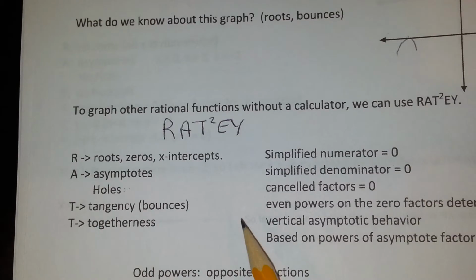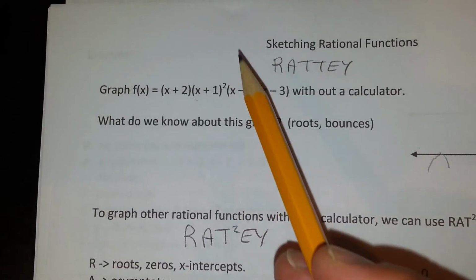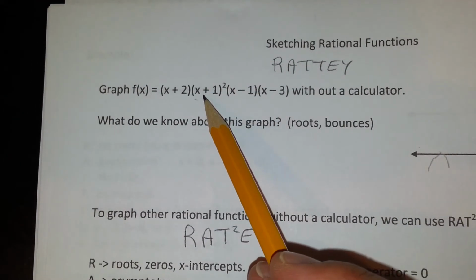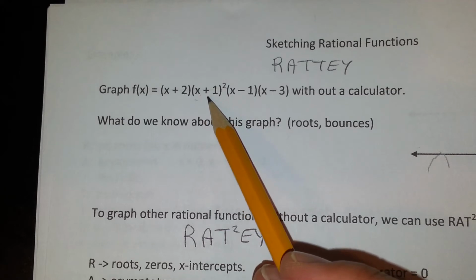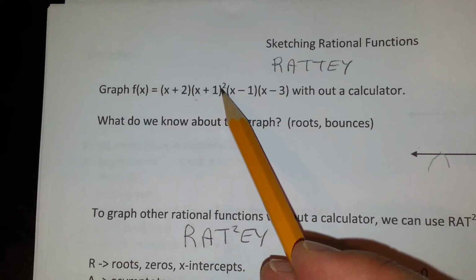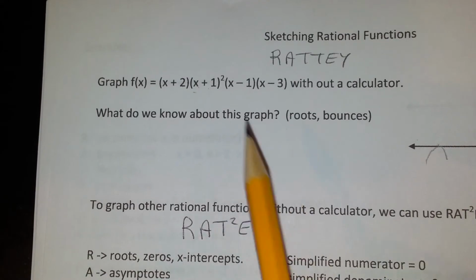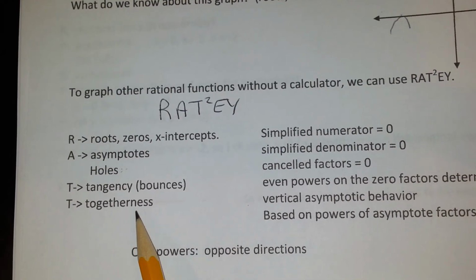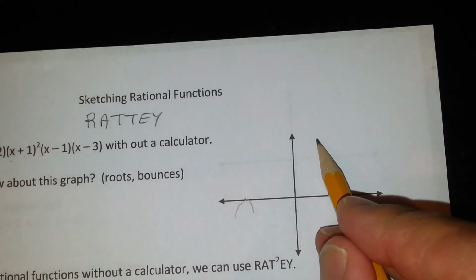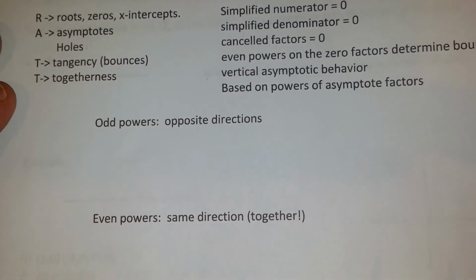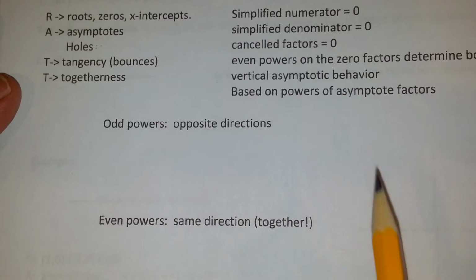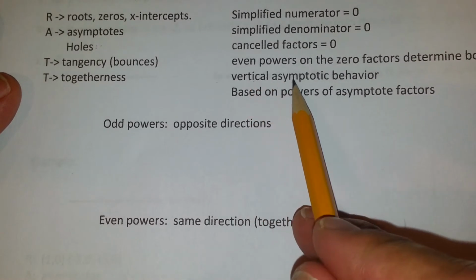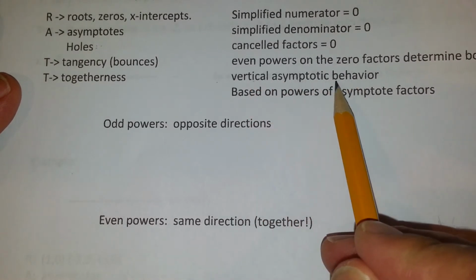Tangency or bounces: we're going to look for even powers on the zeros. This -1 is a zero, and at -1 we'll bounce off the x-axis because it's an even power. Even powers bounce, odd powers go through. Togetherness, that's a new phrase. Let me draw it down here. Togetherness deals with vertical asymptotic behavior, the behavior by the asymptotes.